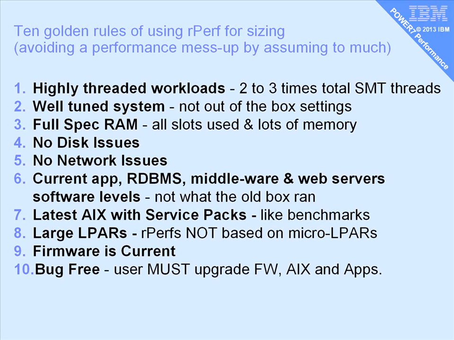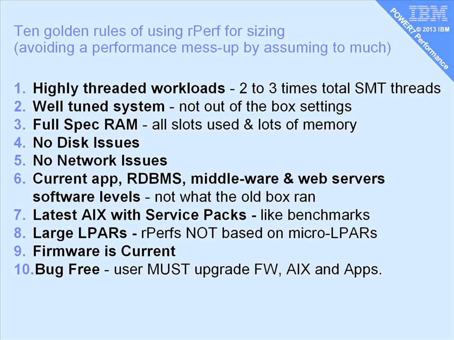Number 4: we're going to have no disk issues and no network issues. If we're moving up from an older machine that is actually disk bound or network bound, we'll bring that to the POWER7 machine. It's not going to go any faster. It's still going to be network or disk bound. And so we have to have those things fixed, otherwise the POWER7 and POWER7+ processors will just get to waiting for the slow disks or slow networks even quicker and wait just as long.